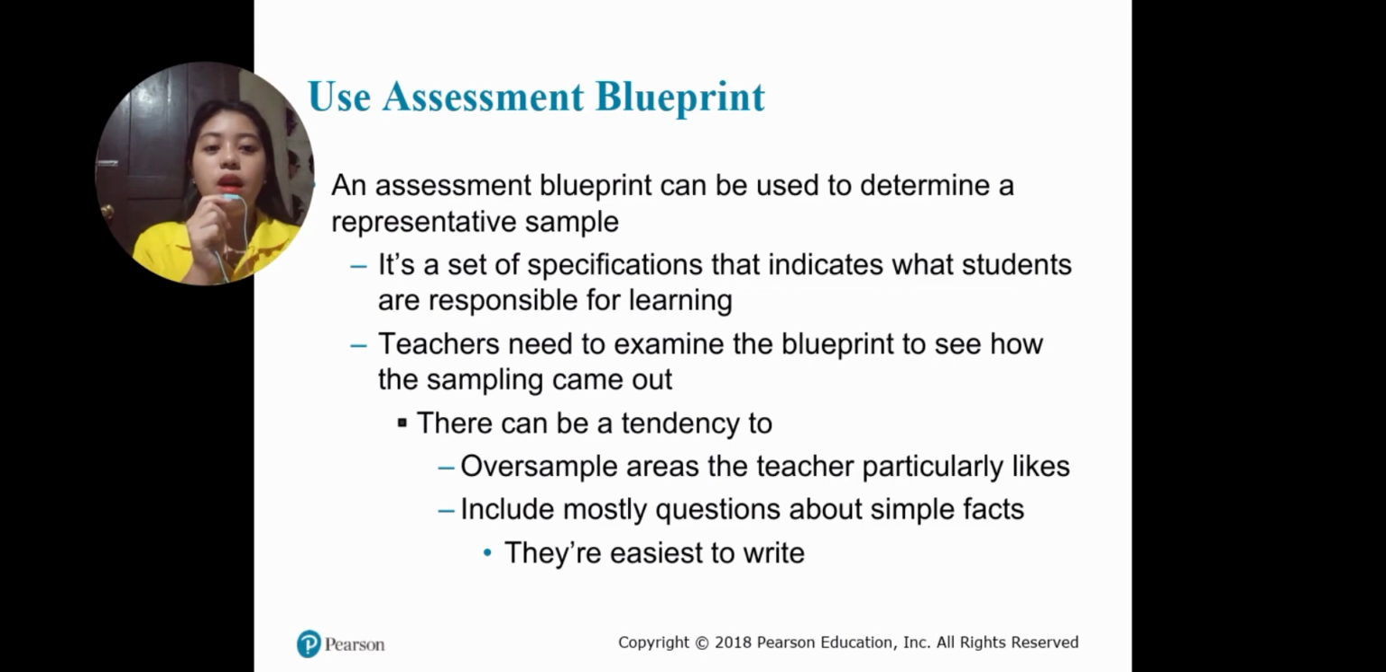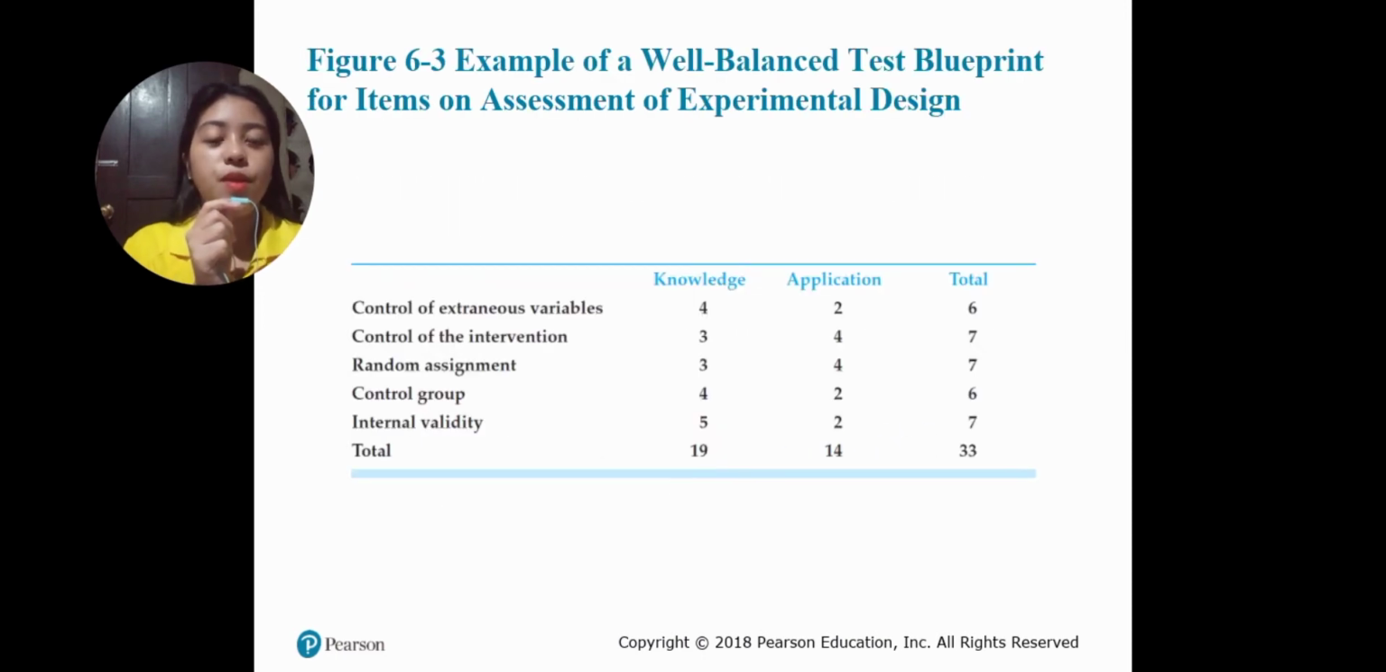So there are easy ones to write. This is useful when developing a plan for a test. The assessment blueprint is one of the useful plans in developing a summative assessment. This is an example of a well-balanced test blueprint for items on assessment of experimental design.